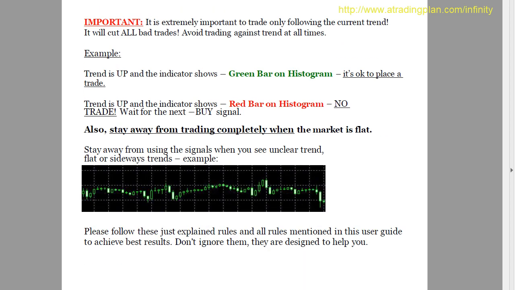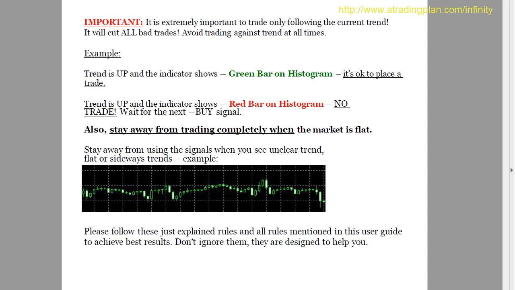And here you go. Trade only the current trend. It's going to cut all bad trades. So decide how you're going to determine your trend. Trend lines, maybe you want to stick on a moving average just so you can see the slope of it. Use higher highs, higher lows for an uptrend. Lower highs, lower lows for a downtrend. For example, here, your trend is up. Indicator shows green. It's okay.